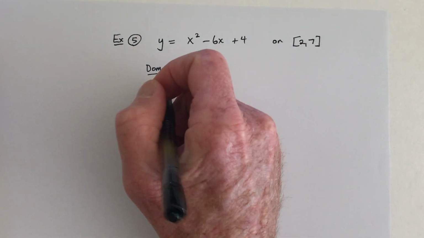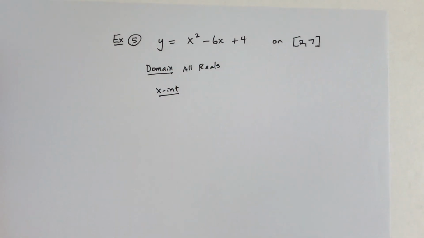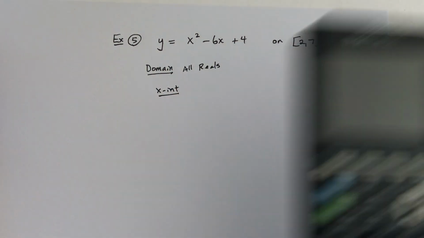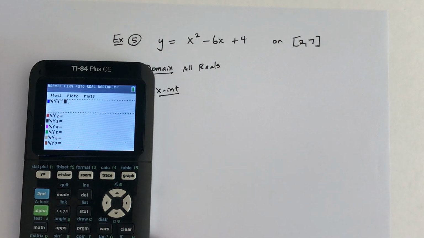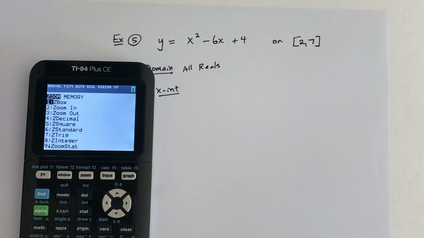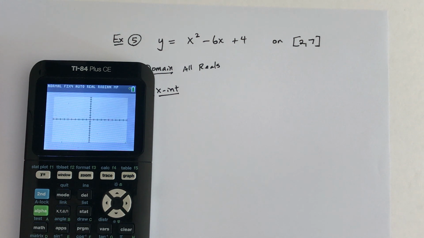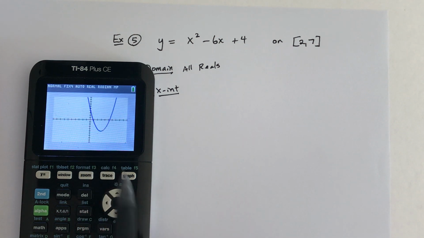And then what about the x-intercepts? So with some of this stuff, we can use the calculator. With some stuff, we definitely need to use the algebra/calculus. Let's see with this one. X squared minus 6x plus 4. And then I'll just go to zoom standard. And it should be a parabola. Yes, it's a parabola. And there's two x-intercepts right here and right here.